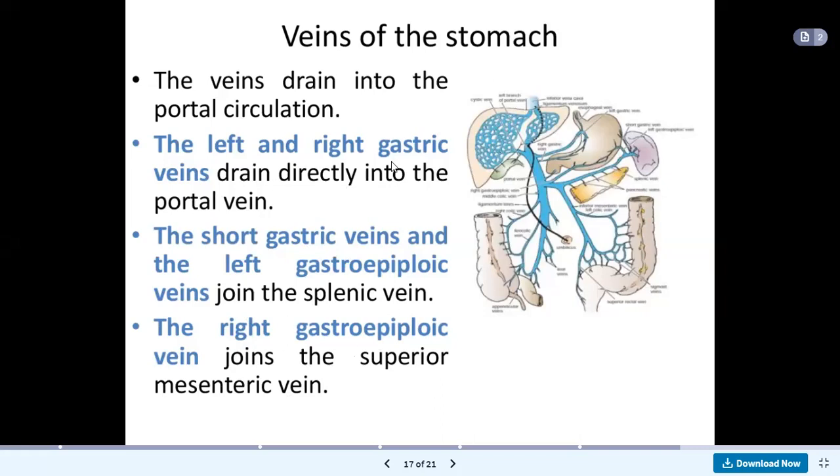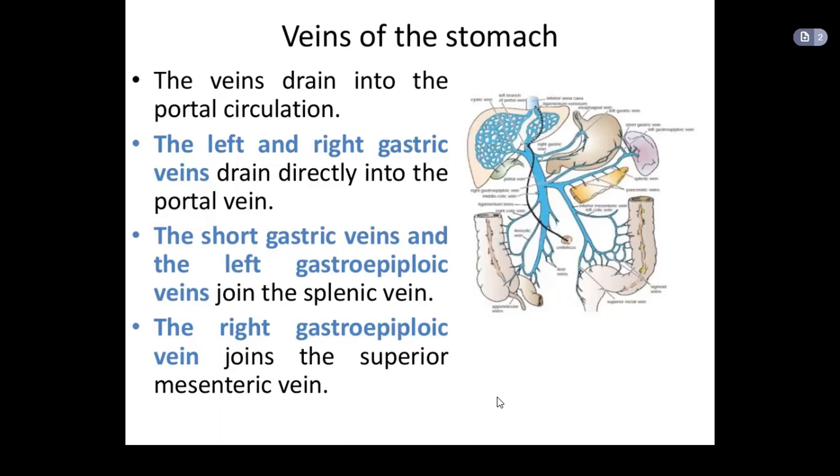Now, all these veins will eventually drain into the inferior vena cava. Up here, you find the inferior vena cava. So they all drain into the inferior vena cava and then return to the heart. This is all you need to know about the arterial supply and venous drainage of the stomach.